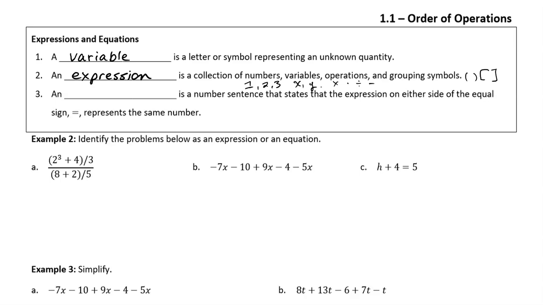But the key thing to an expression is that it's just a collection of these items. We're oftentimes asked to simplify an expression, and simplifying means that there's some sort of nicer way of writing it. We can reduce some of these operations, maybe get rid of some of these grouping symbols to get something more useful, you might say.